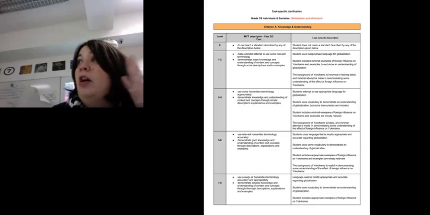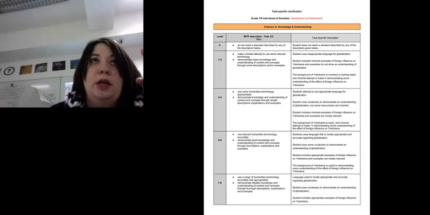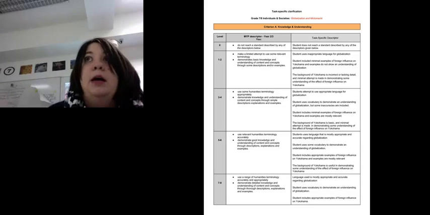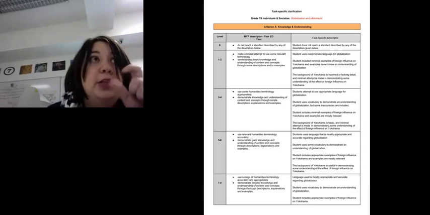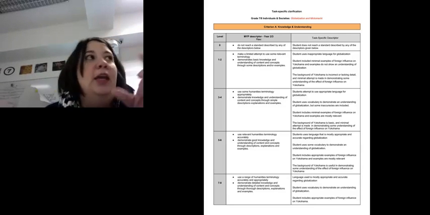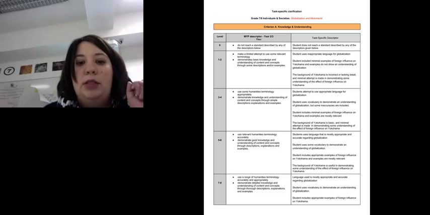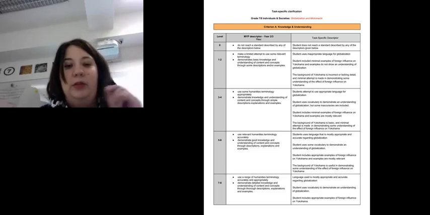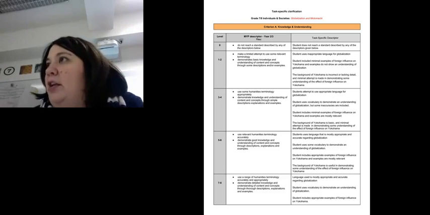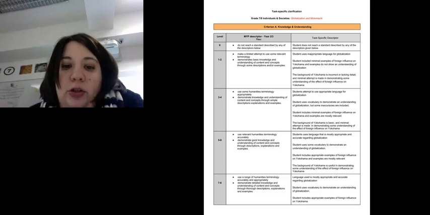So the TSC remembers all four criteria, right? A, B, C, D. Each part is different, or A can be part one, part two, part three of your assignment. So if you go through, I'm just going to look at the top levels. Criteria A, knowledge and understanding. Language used is mostly appropriate and accurate regarding globalization.